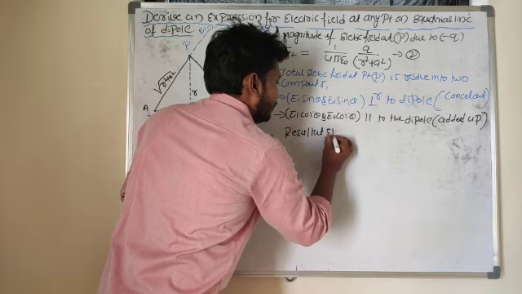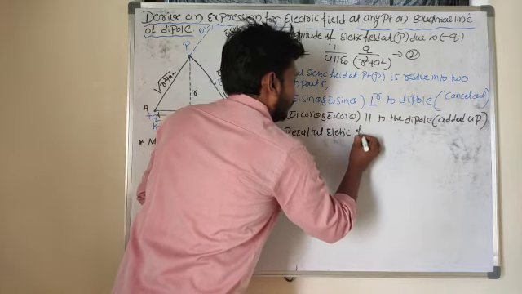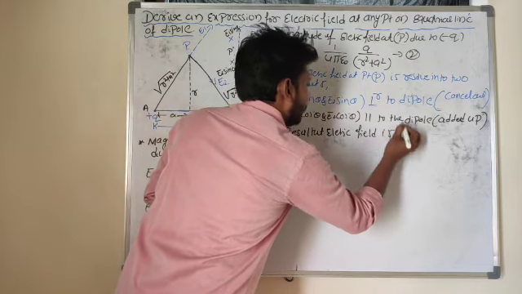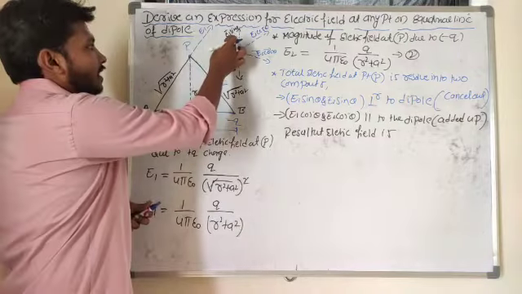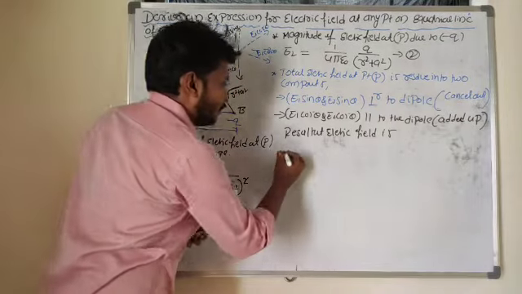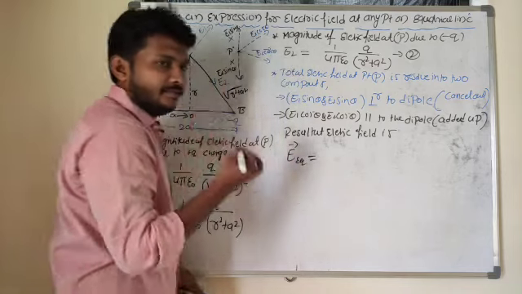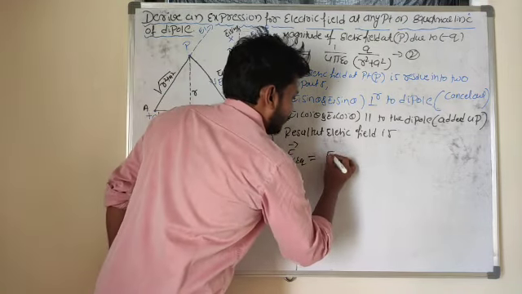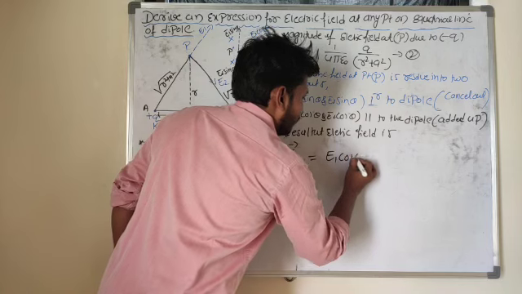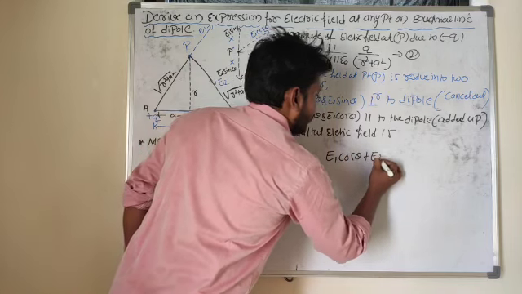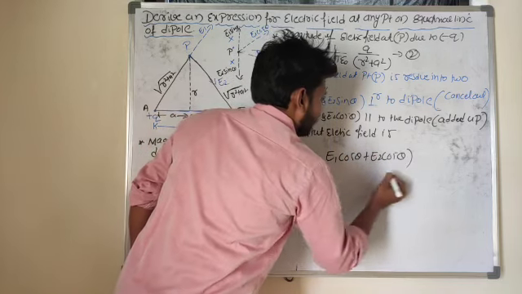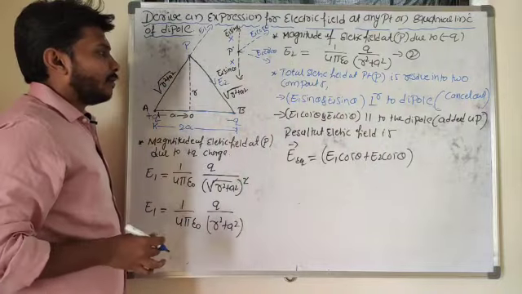So the resultant electric field is... did you understand my point here? So E1 cos theta and E2 cos theta. So the resultant electric field at the equatorial line is E1 cos theta plus E2 cos theta. I will consider the vector form here.